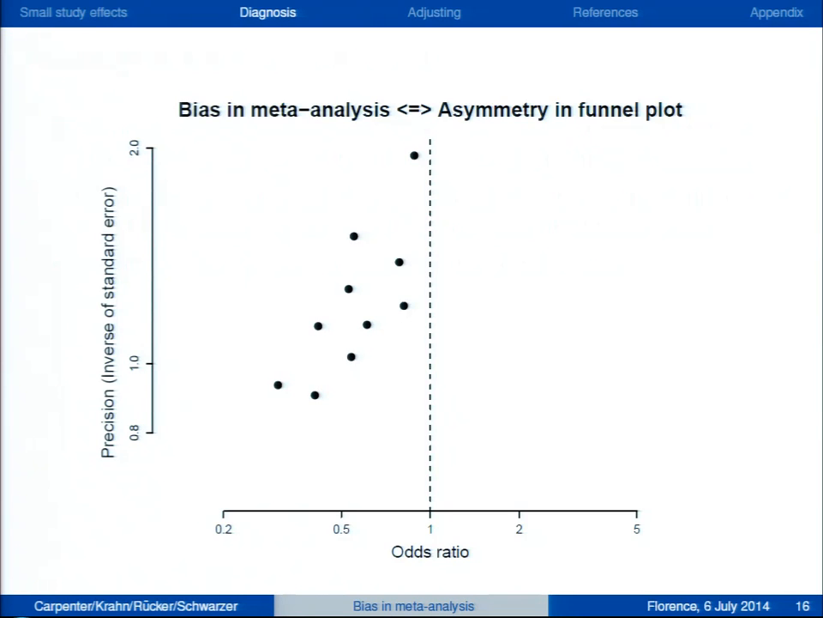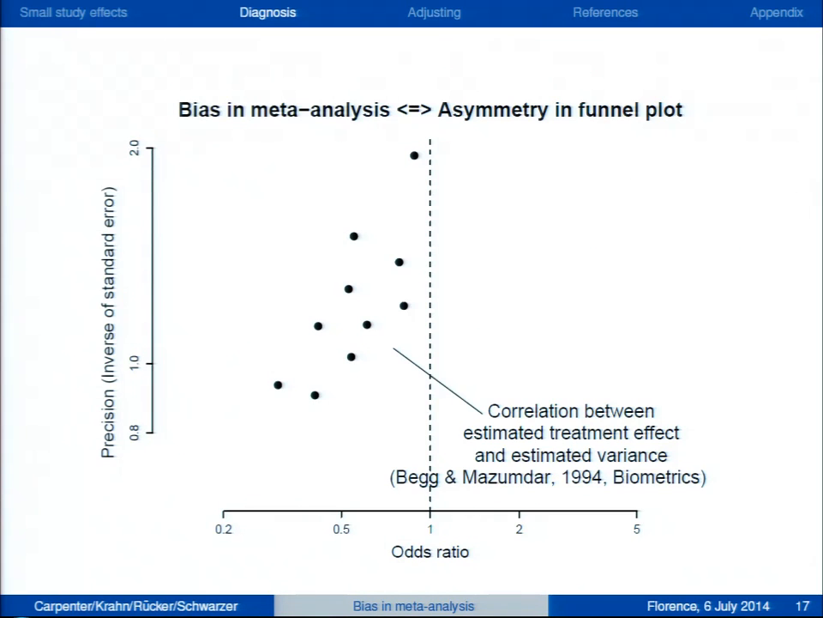So this is again the funnel plot. We have seen the slide before. And the idea of some of the first tests here, this is the test by Begg, is that because of this asymmetry, we see a correlation between the estimated treatment effect and the estimated variance. And these tests are based on testing whether there is a correlation like this.